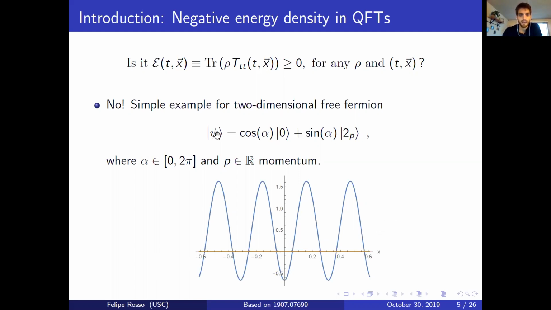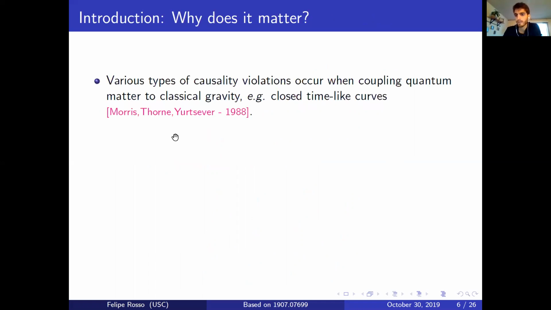So I've shown you this for this very simple example, but you can actually show that for any reasonable quantum field theory, this is a general feature. This is to say, you can always find certain states for which the energy density at a point is negative, okay? So once we know that this feature is true, the next question is why should we care? Why is this interesting? And I will try to give you two reasons.